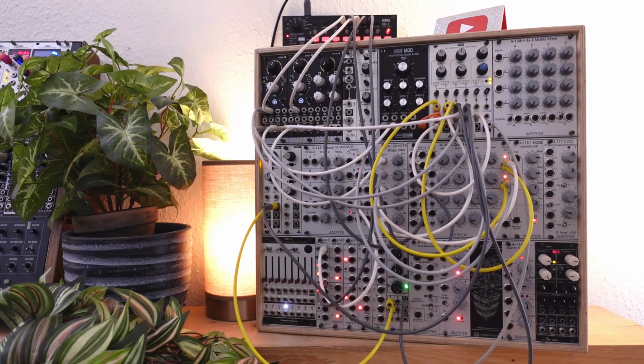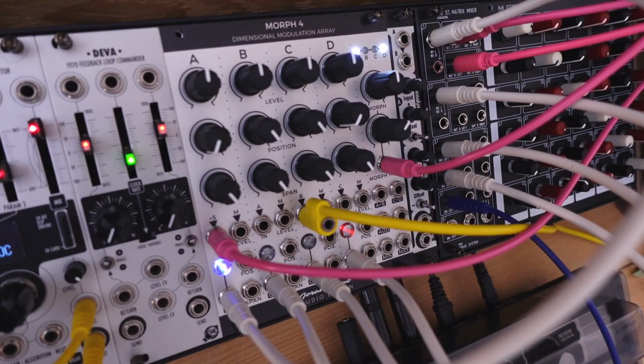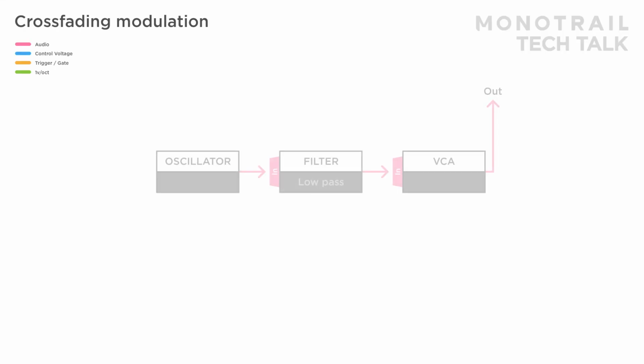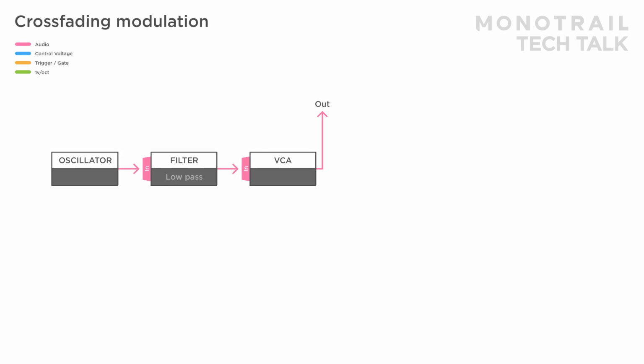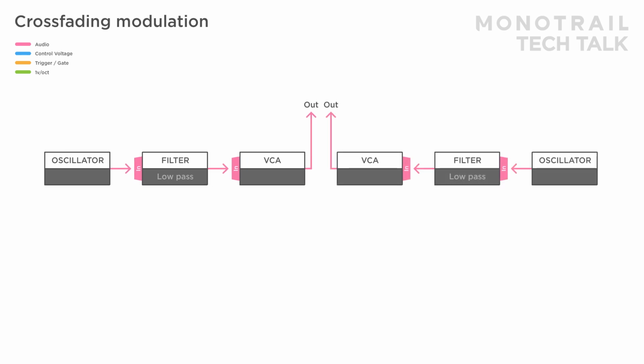The final concept I want to show today is crossfading modulation between two voices. My favorite way of doing this is crossfading between two or more melodic voices, but you can do similar ideas with drums, samples or synthesized percussion. Here's a simple oscillator filter VCA voice, and here's another one with signal flow from right to left.